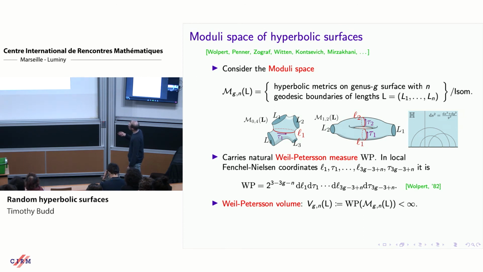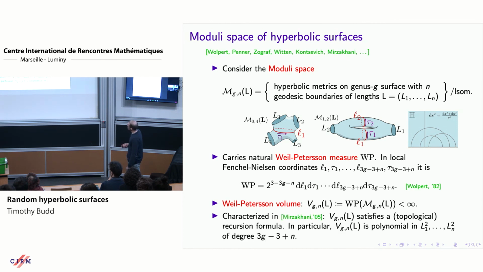And if I then measure the full volume of this moduli space, it is finite, and it defines the Weil-Petersson volume. And it's a famous result by Mirzakhani in 2005 that these volumes satisfy topological recursion, and in particular, as a consequence, they are all polynomials in the prescribed boundary lengths, or actually the squares of these boundary lengths. And the degrees of these polynomials increase with the complexity of the topology that you're looking at.